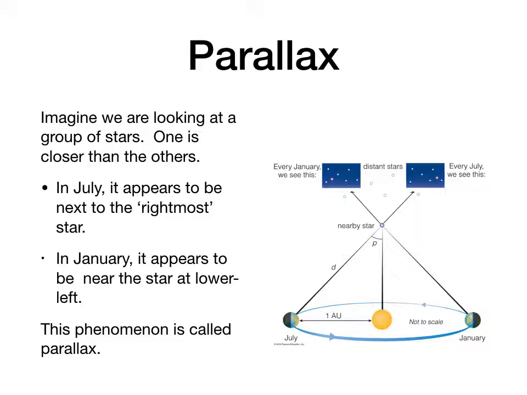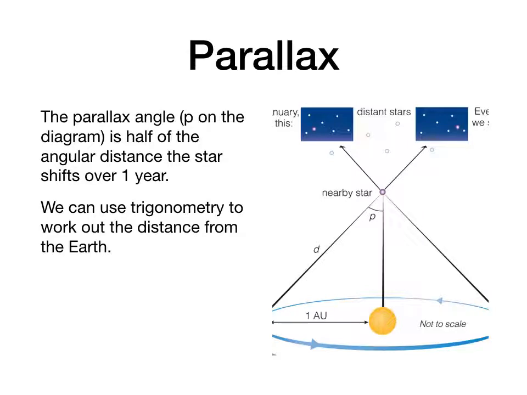And the angle there that the Earth, star, sun makes is called the parallax angle, P. So P is basically half the angular distance that the star moves over 1 year. You can see the star moves 2P from January to July. And so we measure that angle.